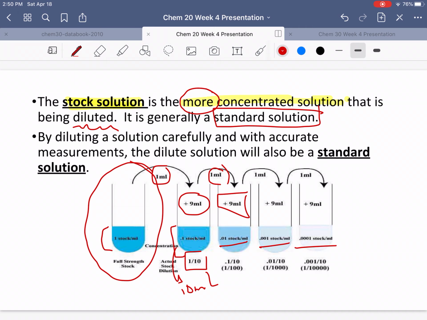This is dilution. It's called a serial dilution because you do it over and over and over again. And the point is to make different concentrations of different solutions where they are all standard solutions, where you know the concentration of each one.